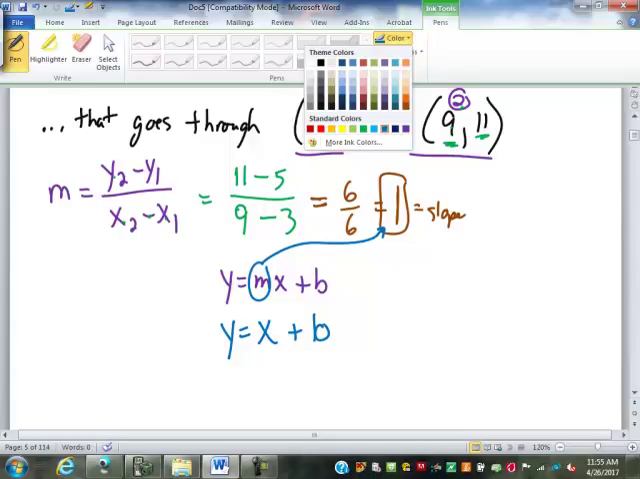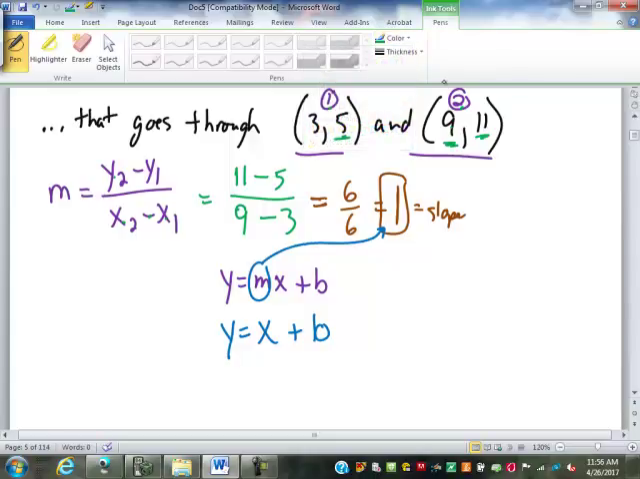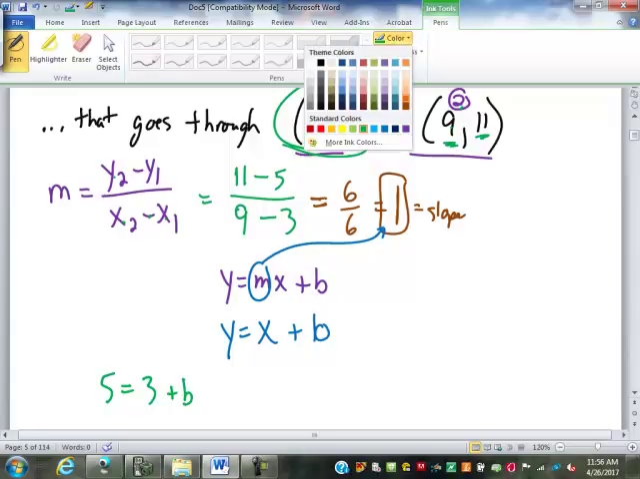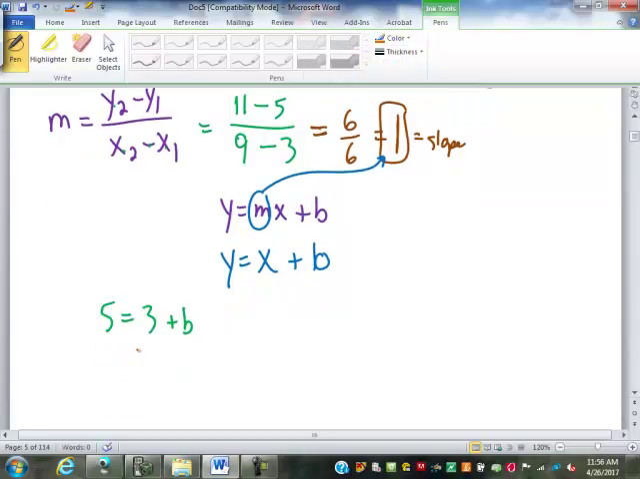And now it's just like we did before. I can use one of those points, or either one of them actually, to figure out b. And it doesn't matter which one. In fact, I'm going to do it both ways to show you that it doesn't matter which point. So let's do this one first, point 1. So that's saying y would be 5, and x would be 3. So 5 equals 3 plus b. That's a pretty simple one. All you have to do is subtract 3. You get 2 equals b, or b equals 2.